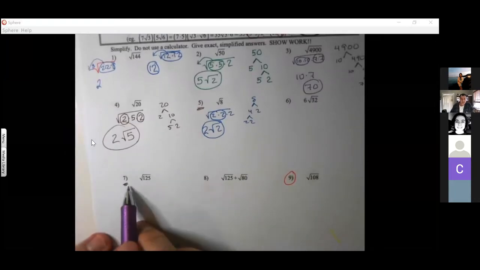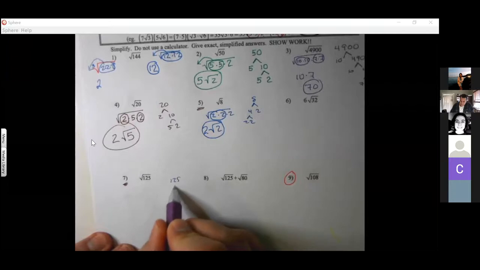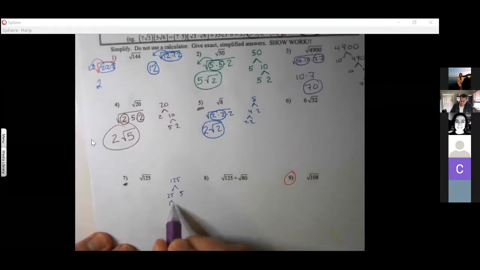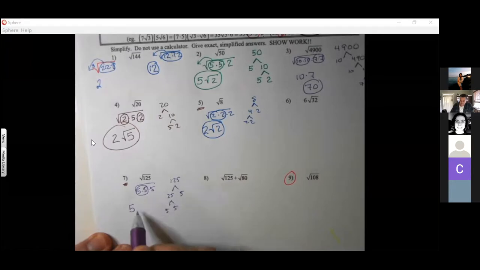Okay, number 7, same idea. I can take 125 and treat this as 25 times 5. So it's 5 times 5 times 5. The 5s pair up coming outside. This 5 is stuck on the inside. That's the simplification.